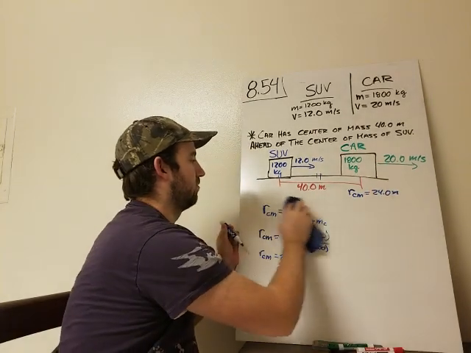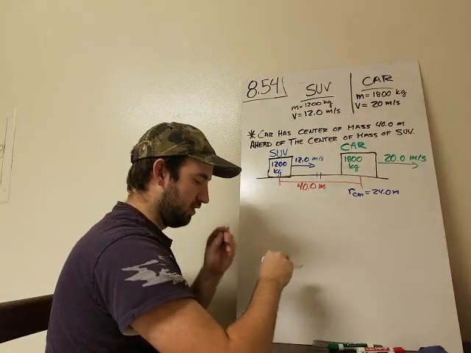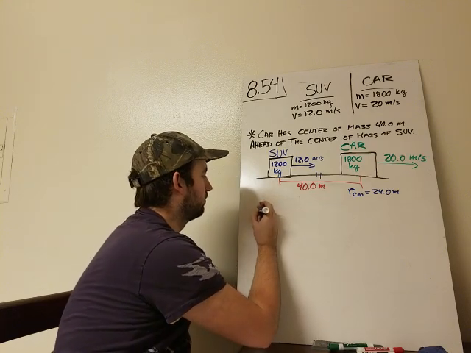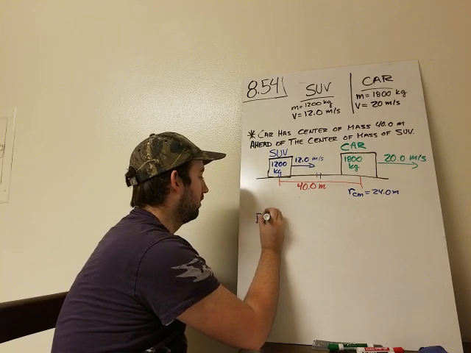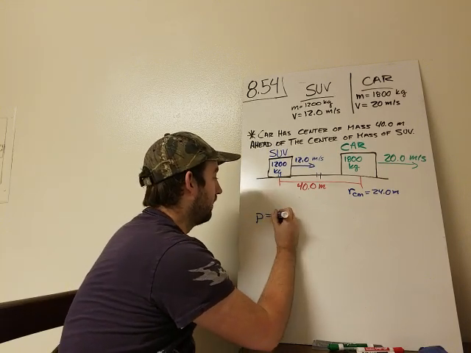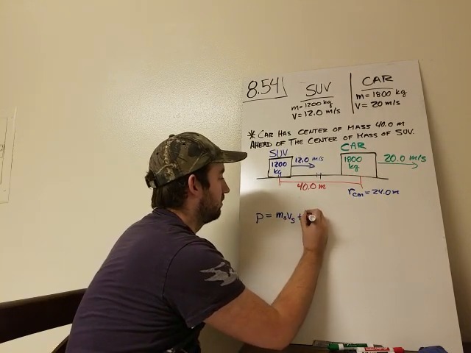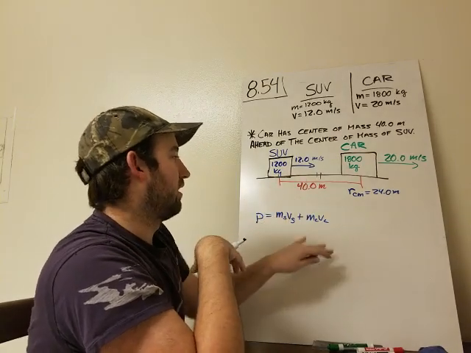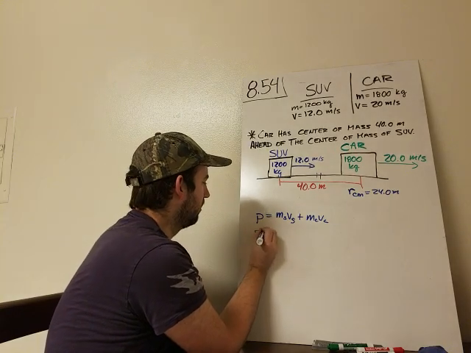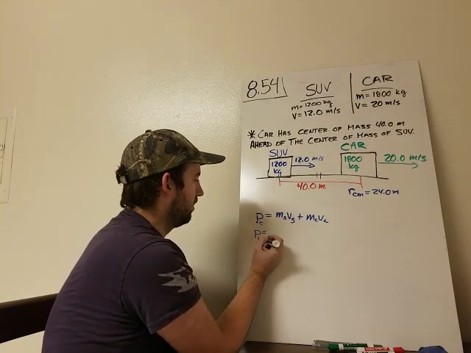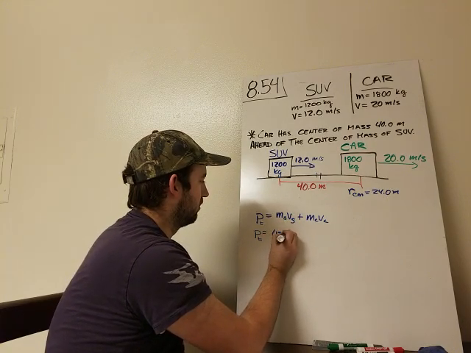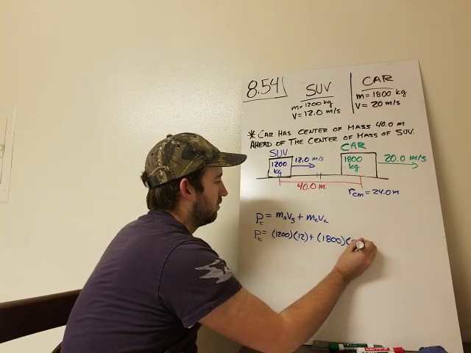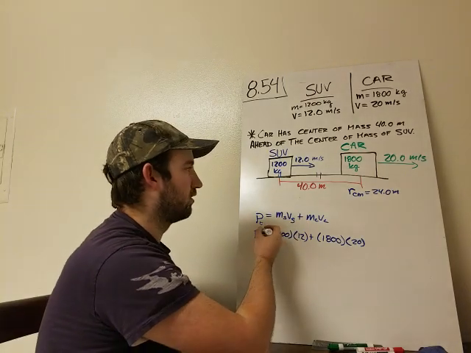So now for part B, this question wants to know, it says find the magnitude of the system's total momentum by using the given data. So we know that total momentum, we'll just say P, is going to be MSVS plus MCVC, right? It's just the two momentums of the parts of the system added together. And so when we do that, we get P total equals 1,200 times 12 plus 1,800 times 20.